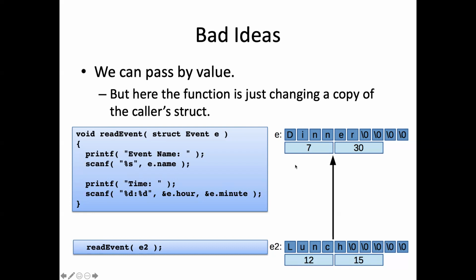It's just like a local variable inside this function, which means when I return, I haven't really changed the caller's struct. I was just changing my copy of it. And when we get back to the caller, their event 2 is going to look just like it did before they called this function. So this is a bad idea. I would say it's a bad idea because the function doesn't really do what it's supposed to. It reads stuff from the user, it changes an event struct, but all those changes are invisible to the caller. They all go away when the function returns. So this is a bad idea.